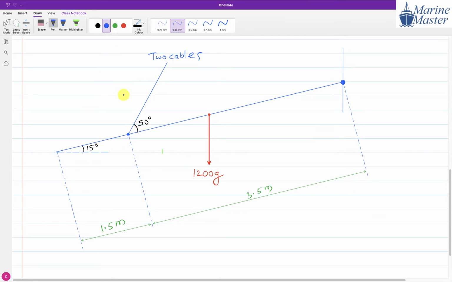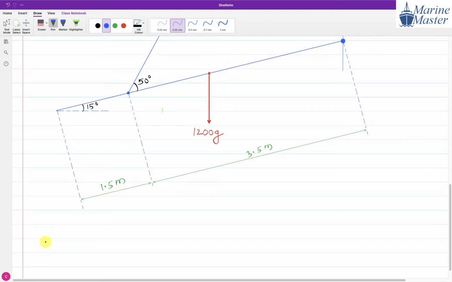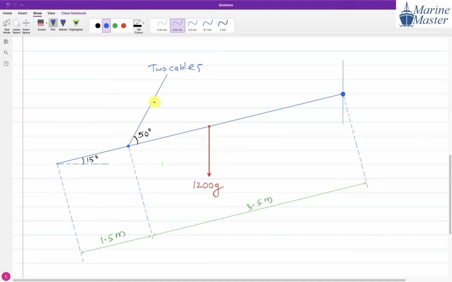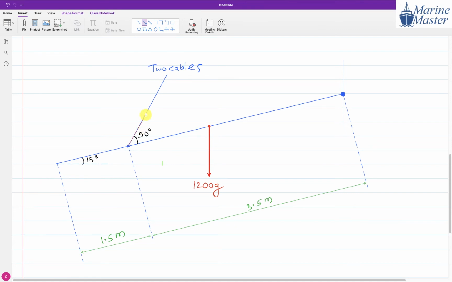Now we will assume let F be the force in each cable. Force in each cable, in which unit? Newton. So how many cables do we have here? We have two cables. So here we have two cables, so what will the force in each cable be?